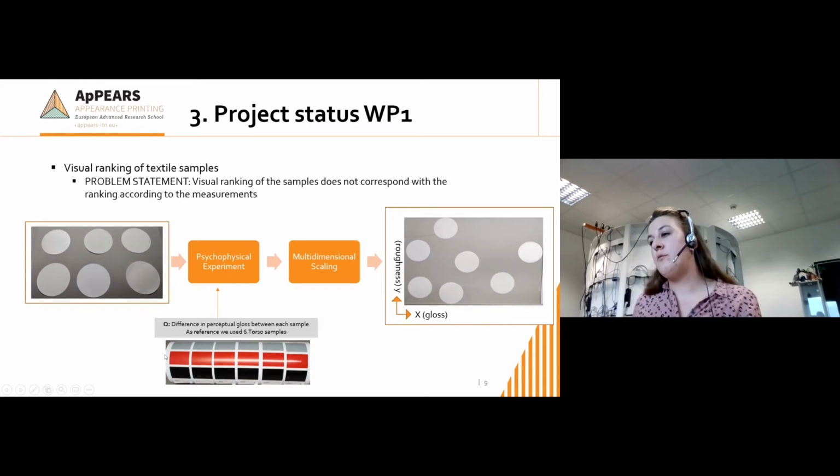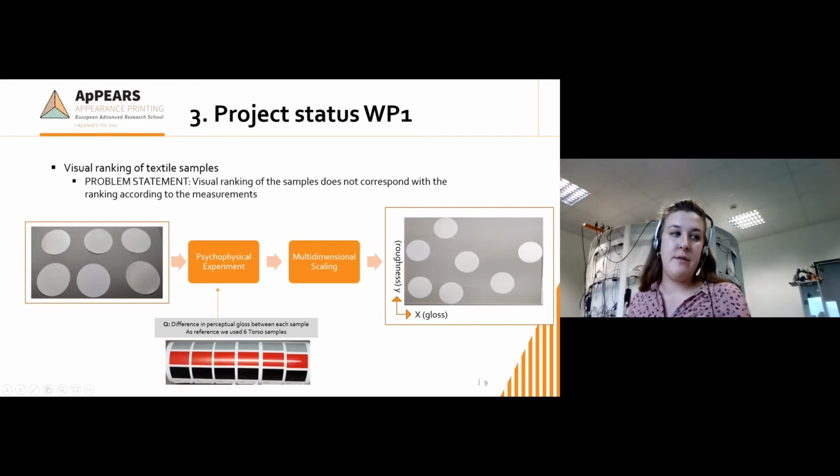We put in front of them also 6 reference samples. So the differences were on a scale from 1 to 6. Then, since the linear scaling didn't work, we did multi-dimensional scaling, and the results from one observer, when we plotted the results, showed that one dimension is the gloss, but in the y direction, in the other dimension, the results were corresponding to the roughness of the samples.